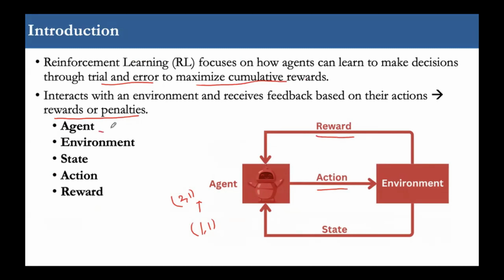So now we know what an agent is. An agent is a decision maker which performs certain actions. The actions can be, for example, in the cell world, up, down, right, left, and so on. The environment is where the agent performs its actions and moves. And what is the state? In the environment there will be certain states, for example 1, 1, 2, 1 and so on. The reward is the feedback or result from the environment based on the agent's action.